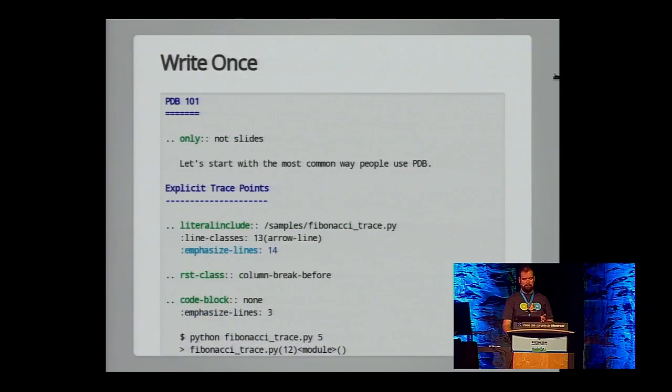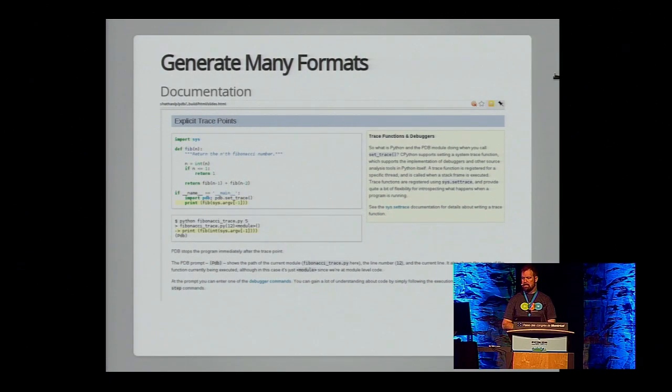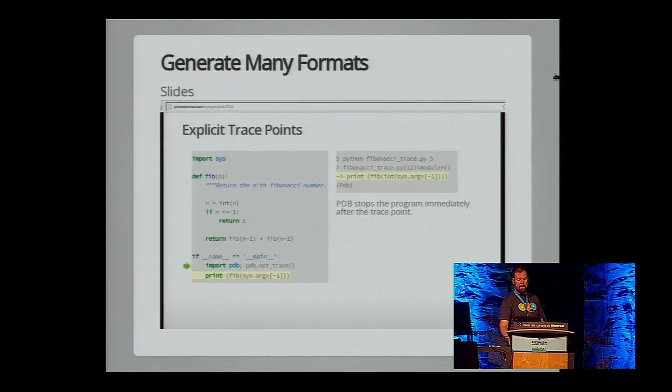There's CSS, of course. And this is an example from my PDB talk of some source code, where I have a section, PDB 101, and a little bit of content in there that is only going to show up when I'm not building slides. There are some literal includes. All this is to show you that you can write it once and get documentation out of this. So this is the HTML that I generate that I can send to my colleagues. And I can also get slides. And this is the slide generated out of this, complete with the highlighting and the arrows and all that sort of thing.